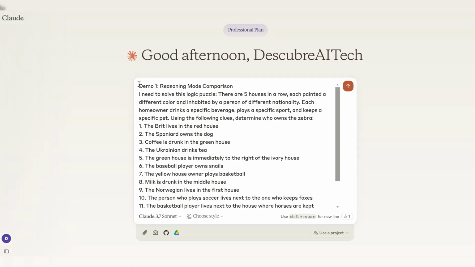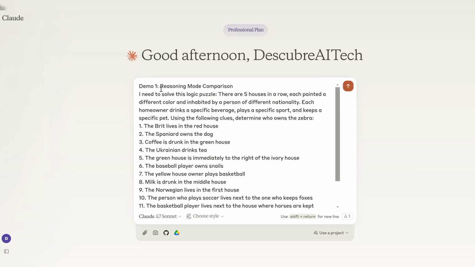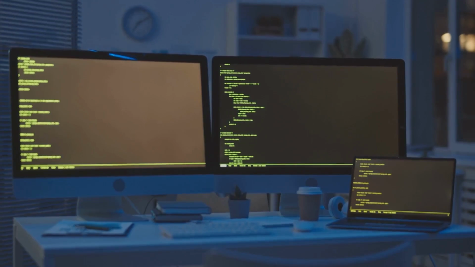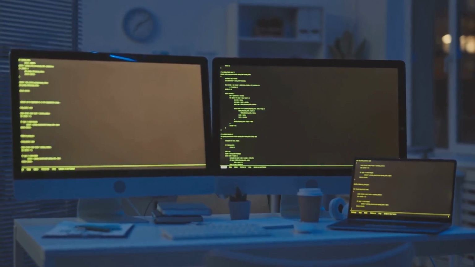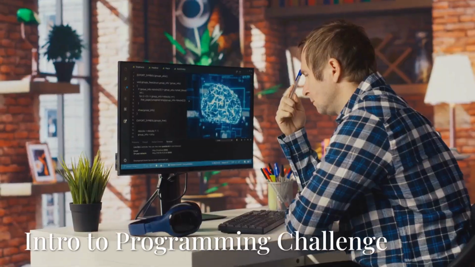Did you catch that? When using reasoning mode, Claude didn't just guess. It built a complete table, checked for contradictions, and found the solution with confidence. This isn't just about getting the right answer, it's about how it gets there. When I ran the same prompt on another model, it either gave up or made critical mistakes in its reasoning. This is problem solving that mimics human thought, not just pattern matching.